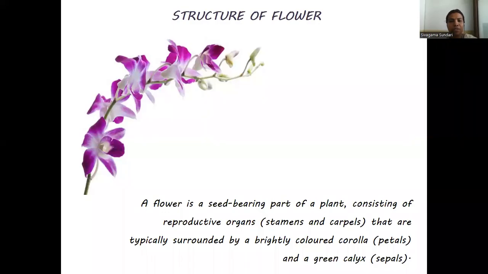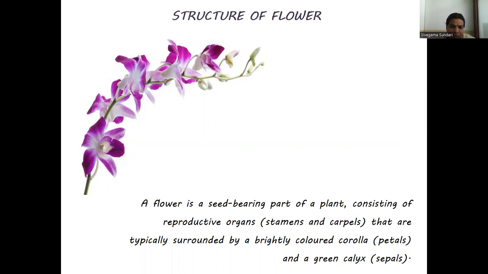Hello students, this video is about the structure of a flower, which comes under angiospermic plants. Angiosperm is nothing but a plant that is able to flower. There are some non-flowering plants, which we commonly call gymnosperms. Here we are going to learn about the structure of a flower.